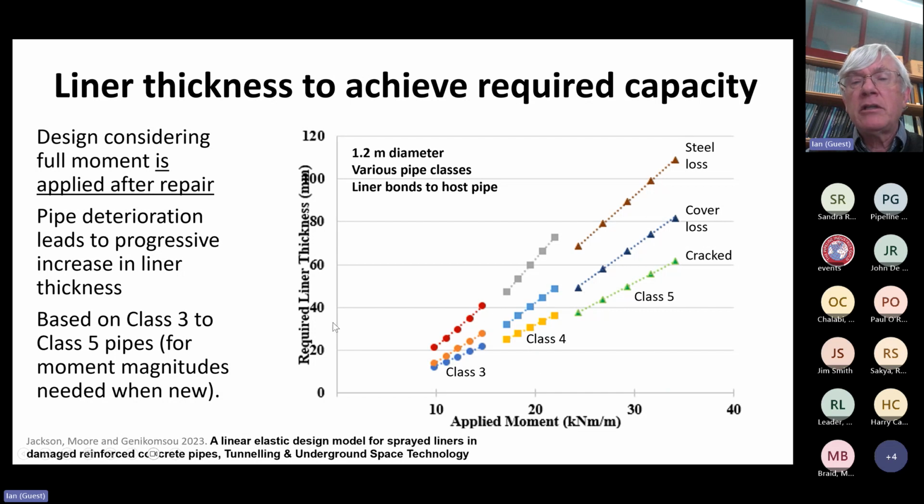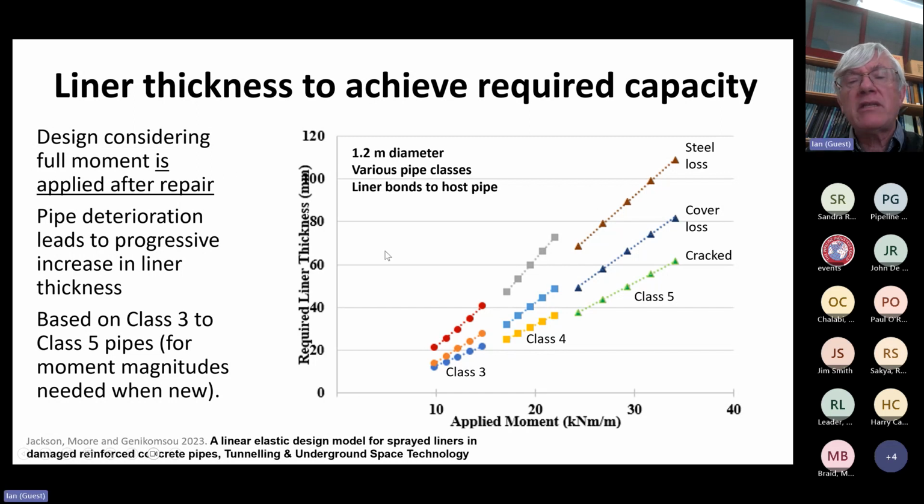Here, I've got a little presentation or a summary of how liner thickness, sprayed liner thickness, produces different levels of moment capacity. In this instance, for 3 pipe classes, so this is how we classify reinforced concrete pipe strength in North America, class 3, which is a common pipe that we use. And then as we go deeper into the ground or shallower under vehicle load, we will use higher strength pipes like class 4 or class 5.